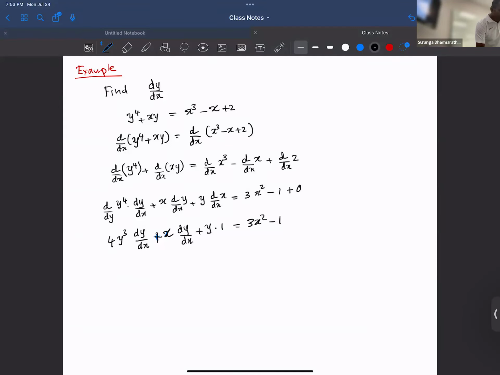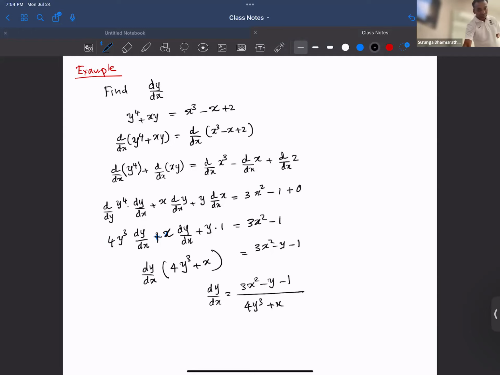Good. So now we have what we need to find, dy over dx. So I can move this y to the other side, 3x squared minus 1, minus y. And then from this side, you can take dy over dx as a common factor, and then this is 4y cubed plus x. So your dy over dx is equal to 3x squared minus y minus 1 divided by 4y cubed plus x. That's our answer.